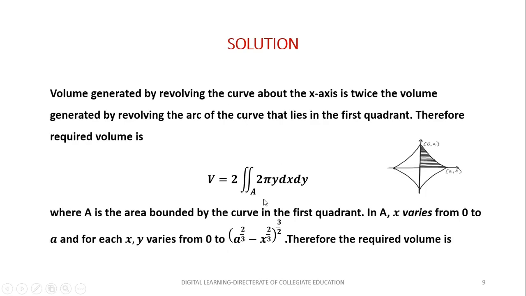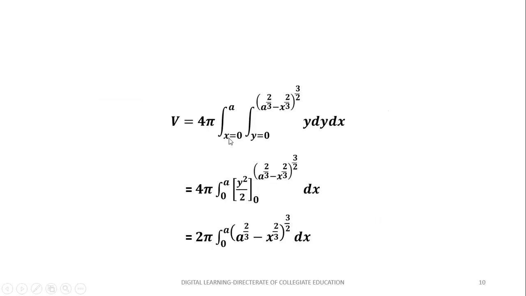Since 2π is constant, take it outside: 4π times the integral from x equals 0 to a, and y varies from 0 to (a^(2/3) − x^(2/3))^(3/2), of y dy dx. First, integrate with respect to y. The integral of y with respect to y is y squared by 2. So it varies from 0 to (a^(2/3) − x^(2/3))^(3/2).